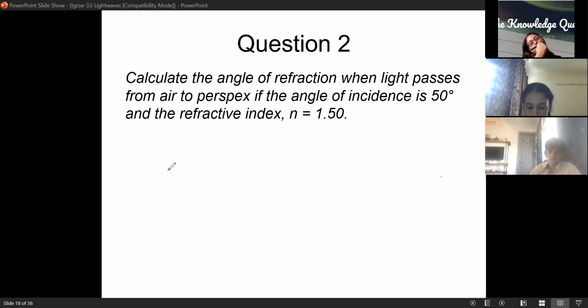What is the answer, Shamik? I'm checking. So it's sine 50 upon 1.5. Sine 50 upon 1.5. Give me the final answer. You have to put it in the calculator.